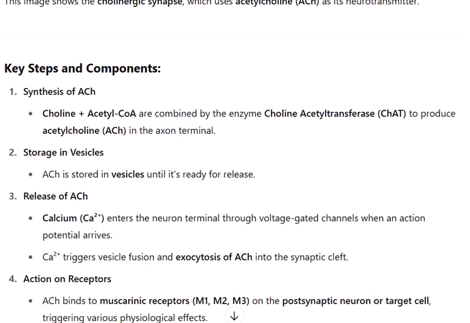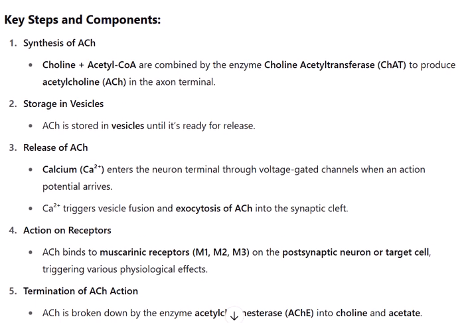Steps and components. 1. Synthesis of ACh. Choline plus acetyl-CoA are combined by the enzyme choline acetyltransferase (ChAT) to produce acetylcholine in the axon terminal. 2. Storage in vesicles. ACh is stored in vesicles until it's ready for release.